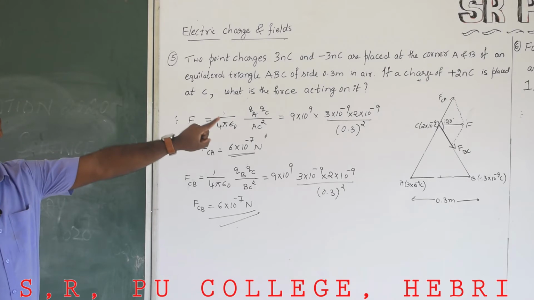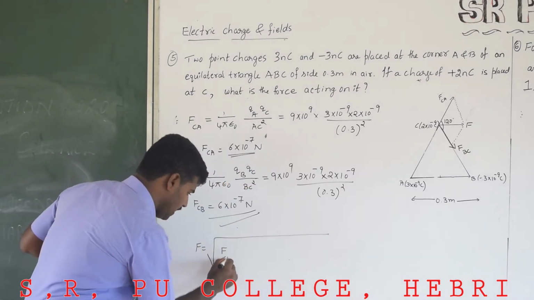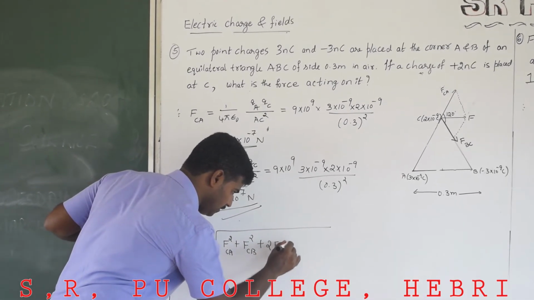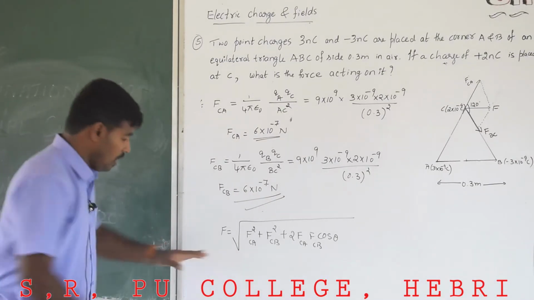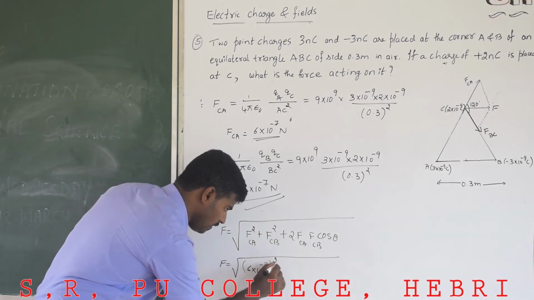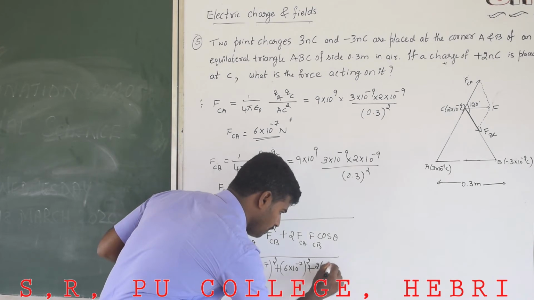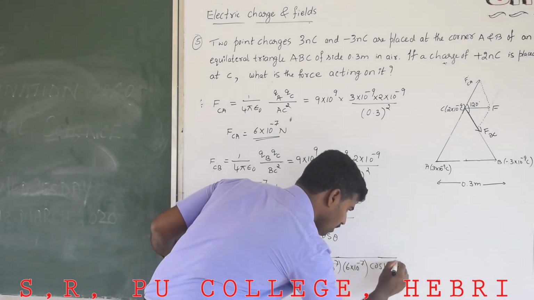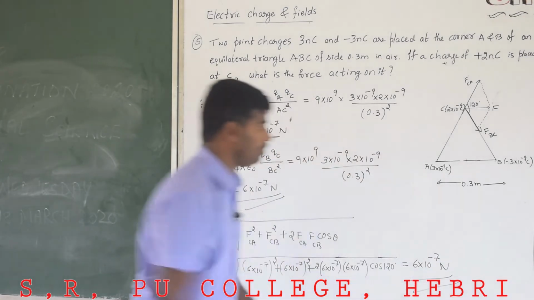They are asking the question, what is the resultant force acting at the point C? Therefore the resultant force F is equal to, by the relation, FCA square plus FCB square plus 2 times FCA times FCB times cos theta. This is the relation to calculate the resultant. So F is equal to the square root of FCA square, which will be 6 into 10 raised to the power minus 7 square, plus again 6 into 10 raised to the power minus 7 square, plus 2 into 6 into 10 raised to the power minus 7 into 6 into 10 raised to the power minus 7 times cos 120 degree. By substituting all these values we get the answer 6 into 10 raised to the power minus 7 Newton.